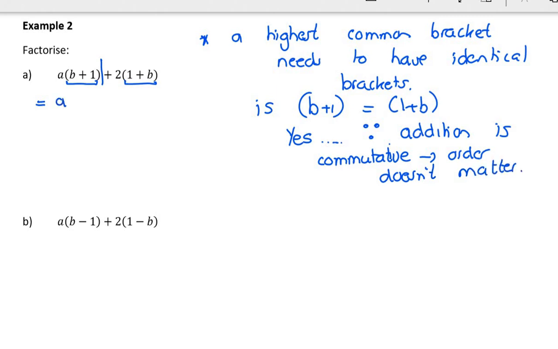So if I make this explicit, you can swap that 1 + b around to b + 1 and nothing changes because it is the same thing. So now I would say that b + 1 is my common bracket, and I'm left with a + 2. So that actually is just a very simple highest common bracket. It just looked a little bit more complicated.